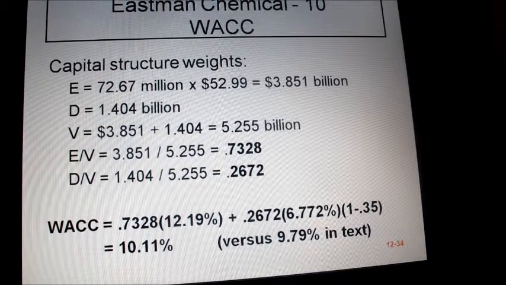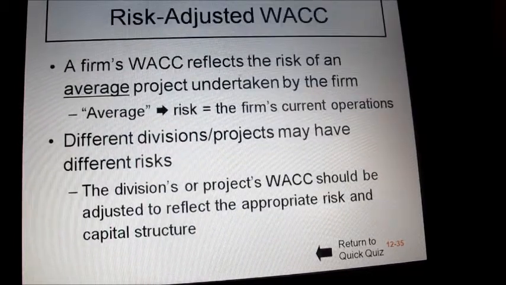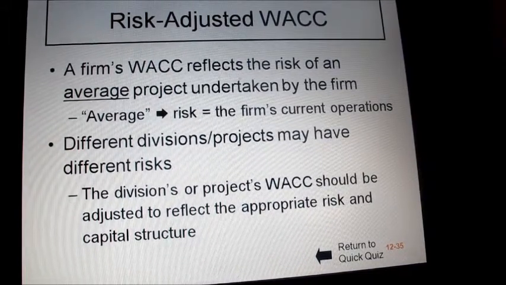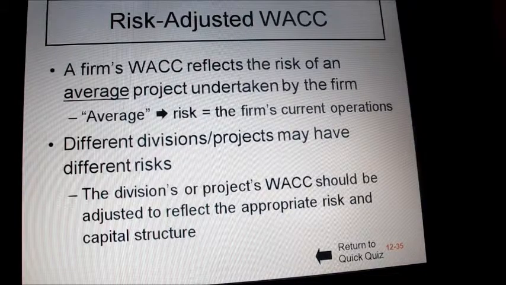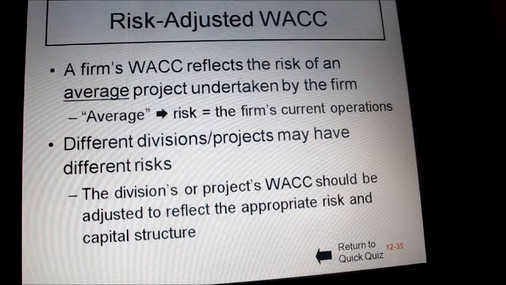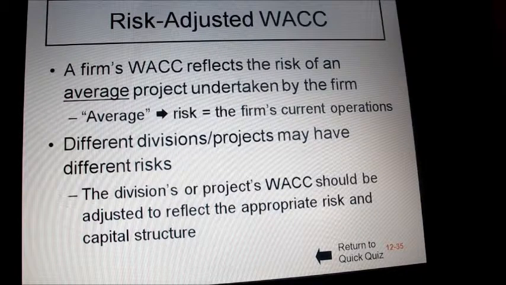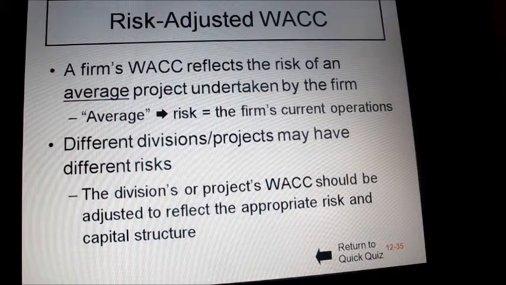Definitely, I would think that it would be good for you to know the generalized formula for the weighted average cost of capital. The text goes on to talk about the risk-adjusted weighted average cost of capital. A firm's WACC reflects the risk of an average project undertaken by the firm. Average is referring to, in terms of risk, the firm's current operations. Different divisions within the firm may have different risks, and I'm sure you guys are all familiar with that. The division's or project's WACC should be adjusted to reflect appropriate risk and capital structure.